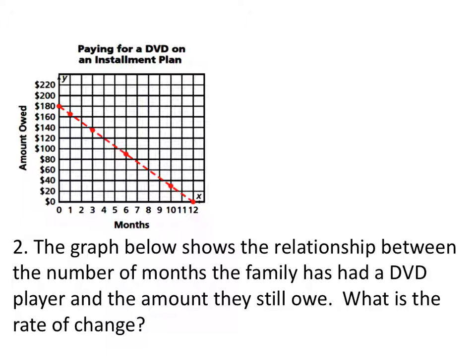So on this one, it's not proportional because it's not going through the origin, even though it is a straight line, which just makes it linear. Alright, so this graph shows the relationship between the number of months the family has had a DVD player and the amount they still owe. What is the rate of change? What is this one really asking for?